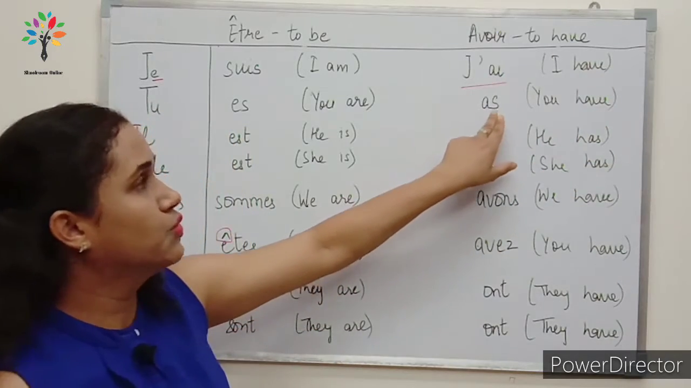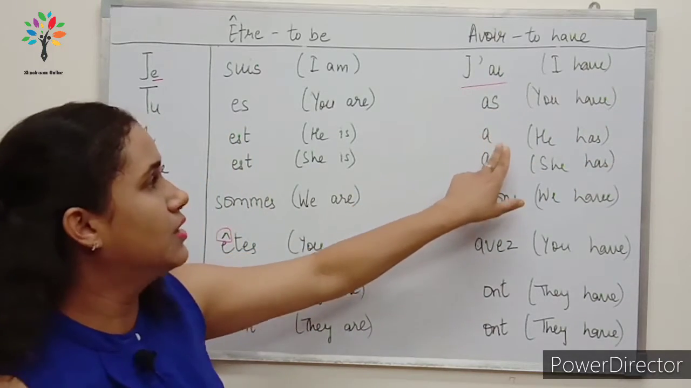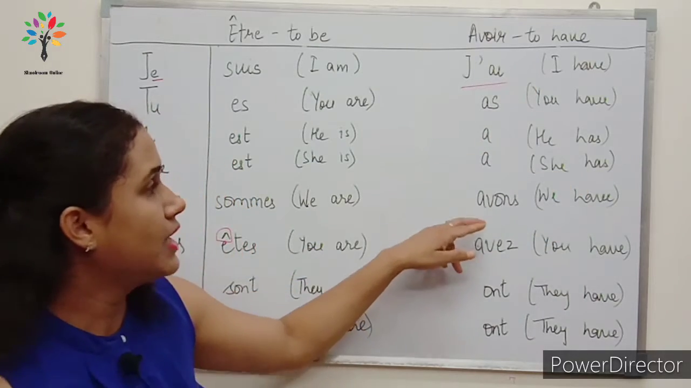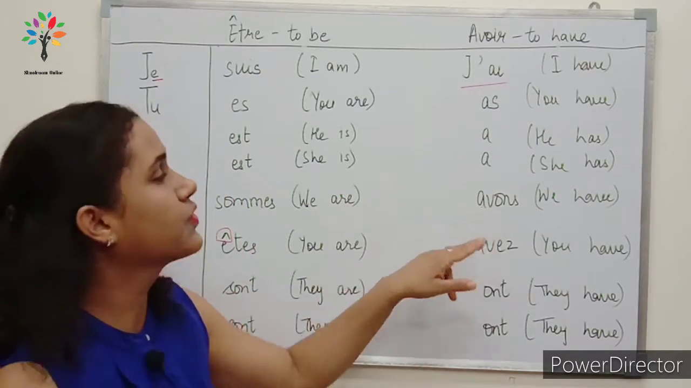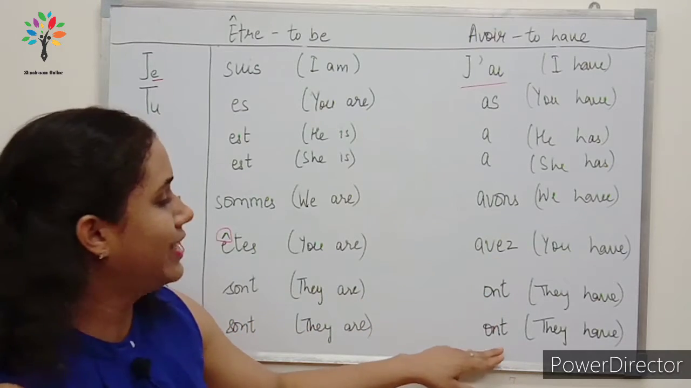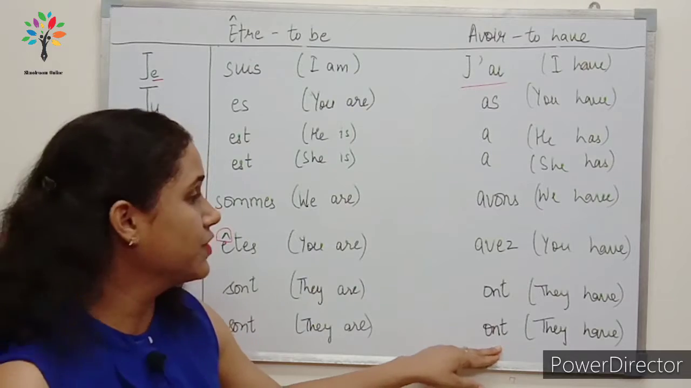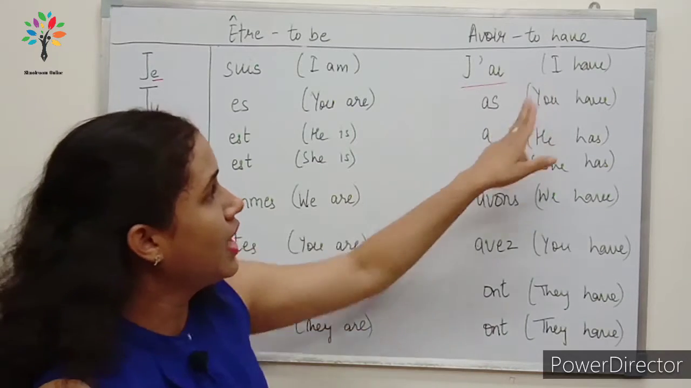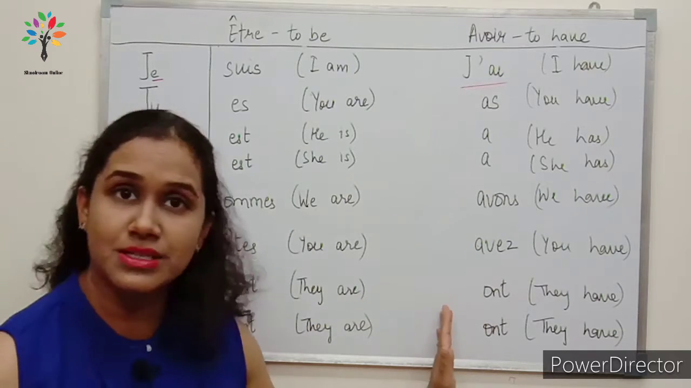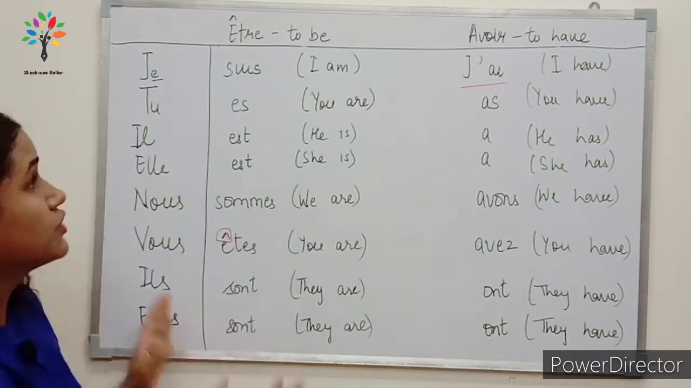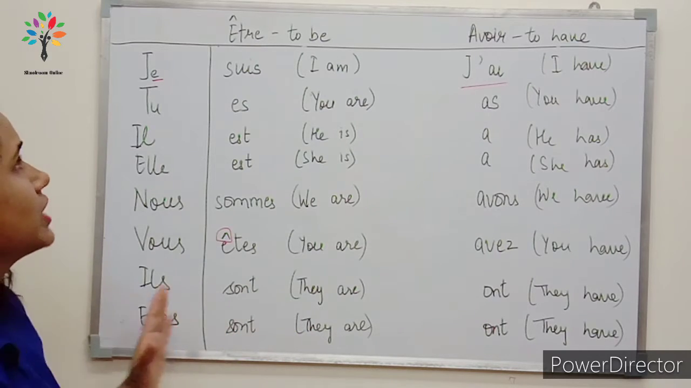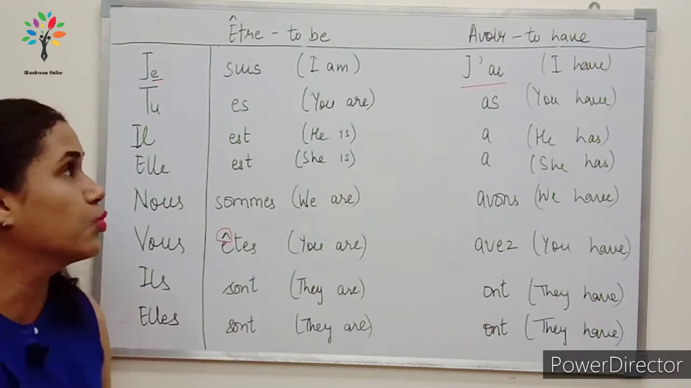Tu as, il a, elle a. The meanings are written here. And nous avons, vous avez, ils ont, elles ont. Fine. I have, you have, he or she has, we have, you have, and they have. So these are the conjugations of two very important verbs in French language, être and avoir.